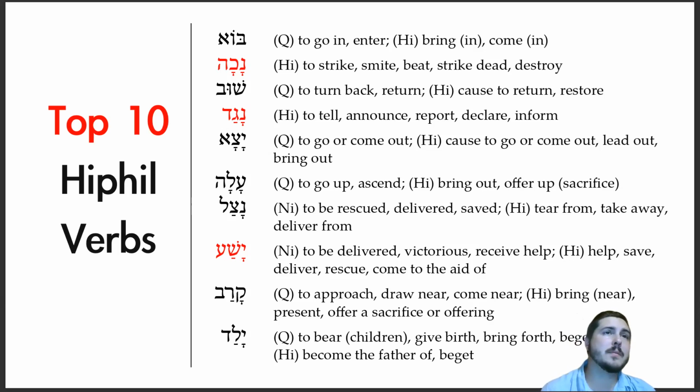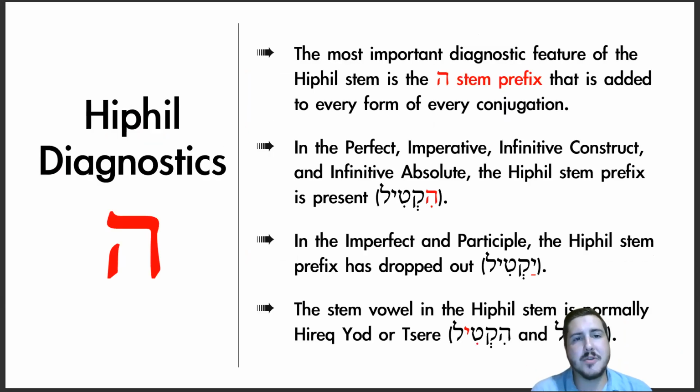I think that list is helpful, in my opinion. It kind of helps you start seeing that range of meaning we've got going on in the Hifil. Diagnostic features. The most important diagnostic feature of the Hifil stem is the hey stem prefix, like noon in the Nifal, right? So it's a little more complicated in meaning, but in recognition, it's just as easy as the Nifal is, if not easier in some ways. I think this is actually easier to recognize. In the perfect, the imperative, the infinitive construct, and the infinitive absolute, the Hifil stem prefix of hey is present, okay? Hiktil, hiktil.